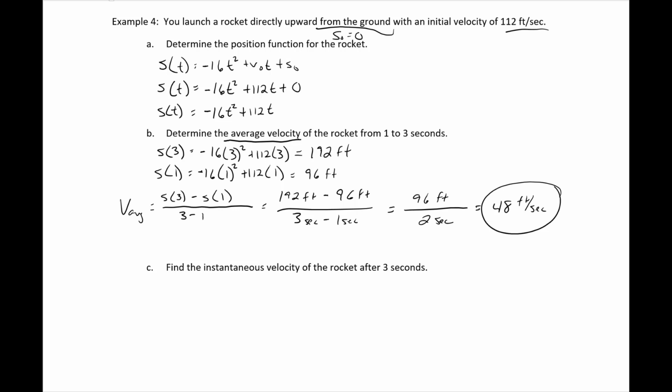What this is telling us is that the rocket was ascending, and we know ascending because the sign is positive. So the rocket was ascending an average of 48 feet per second over the interval from 1 second to 3 seconds.